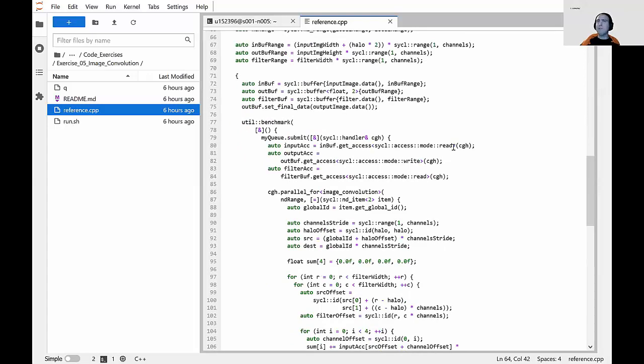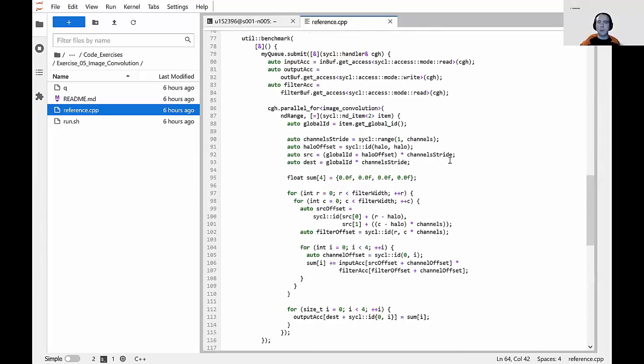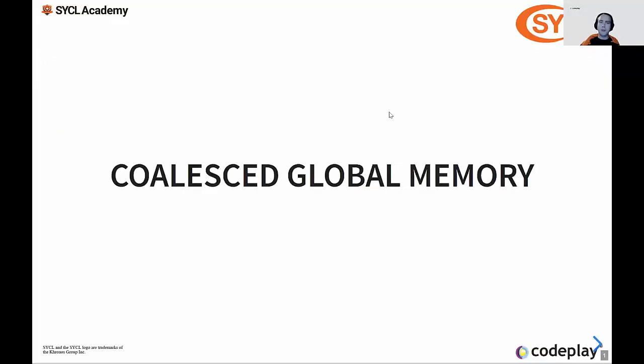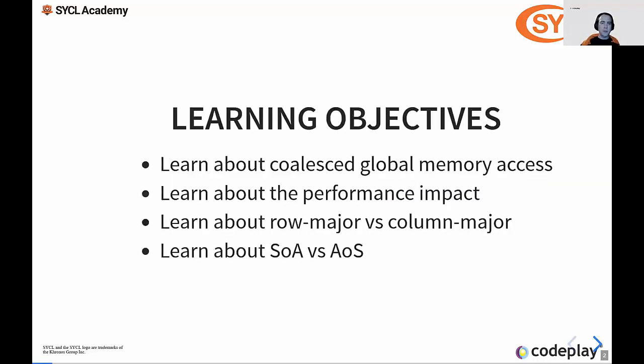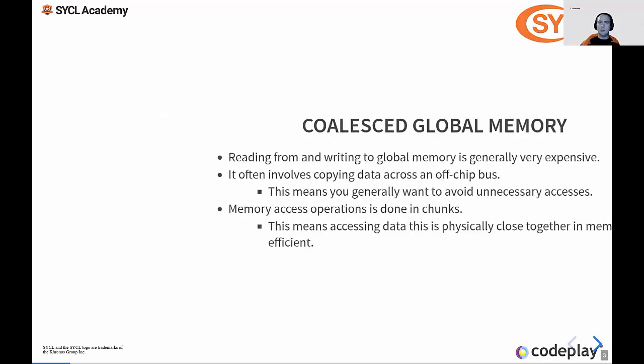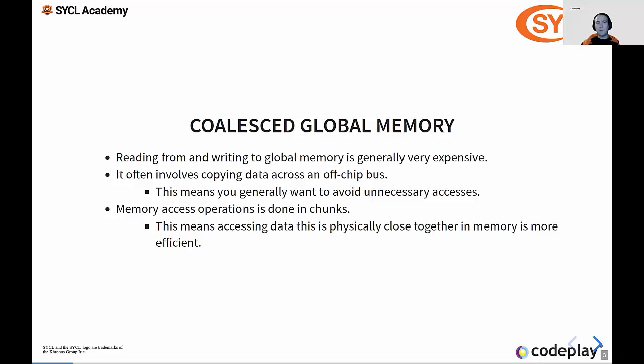If there are no questions, we could start looking at some of the optimizations that we could do. Sounds good. In addition to these slides, I have these from the main branch. The first thing we can take a look at is coalesced global memory. As we all know, reading from and writing to global memory is quite expensive because of all the copying across an off-chip bus.